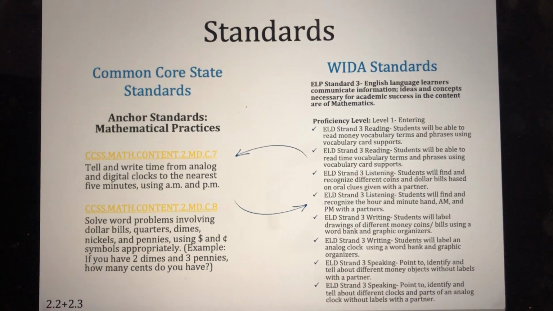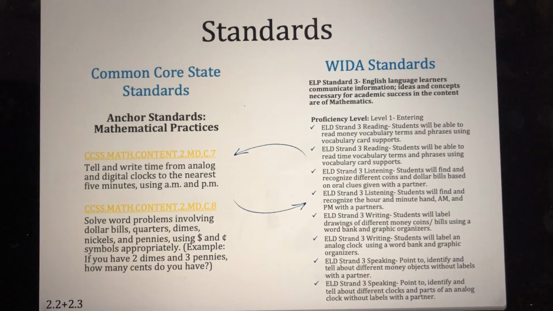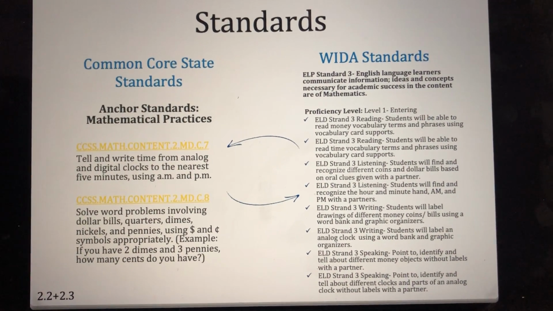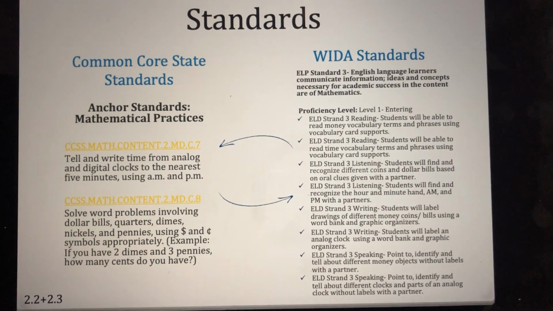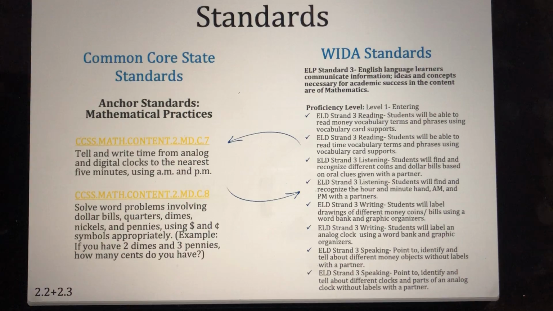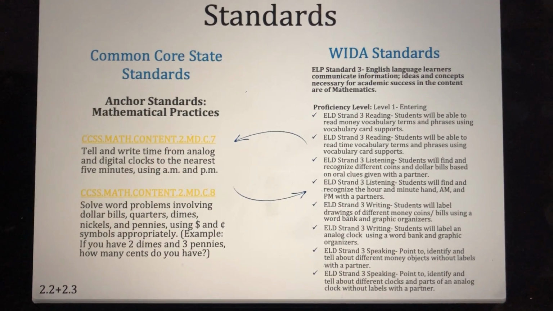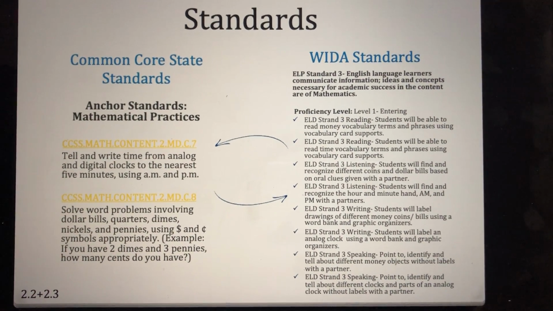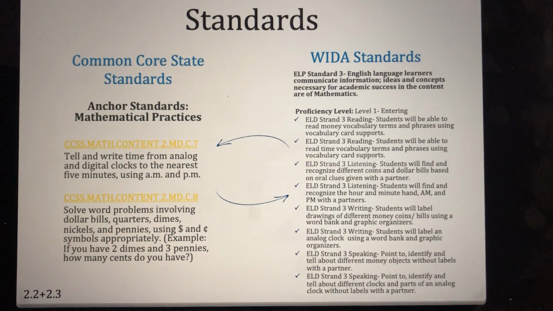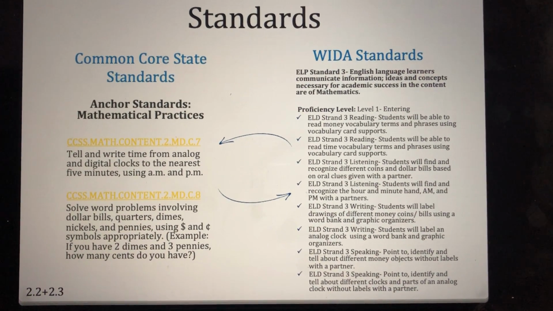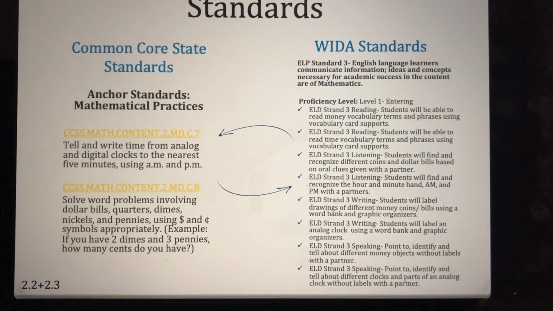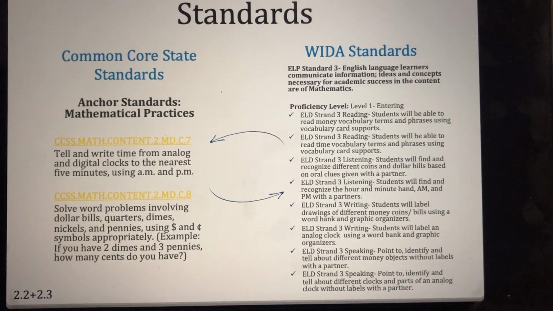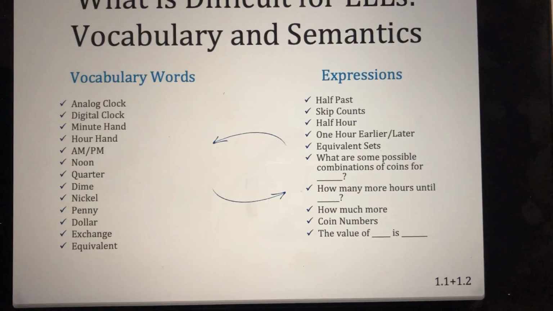So the standards that go along with my unit are the mathematical practices for grade 2, to be able to tell and write time on an analog and digital clock, to the nearest 5 minutes using AM and PM, and also to solve word problems using quarters, dimes, nickels, pennies, dollar bills, and using the dollar sign and the cent sign correctly. The WIDA standard that I focus on is the ELP Standard 3. English language learners communicate information, ideas, and concepts necessary for academic success in the content area of math. For the proficiency level, I put level 1 entering, and I just listed some different strands for reading, writing, listening, and speaking.